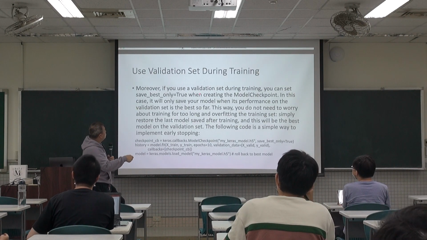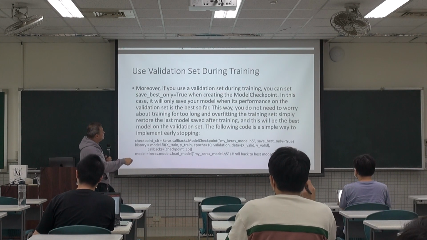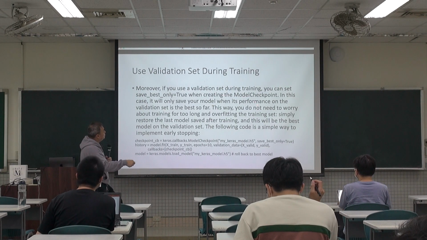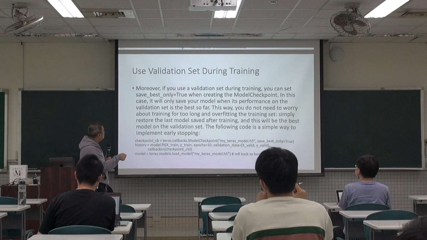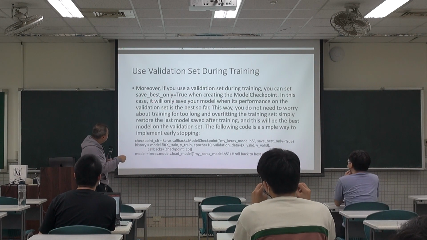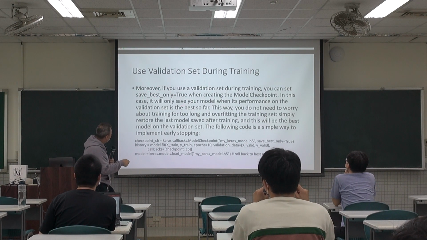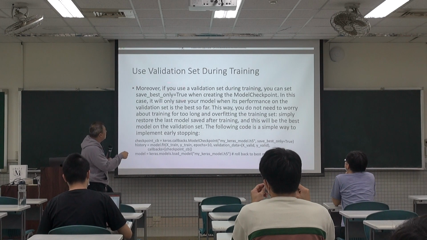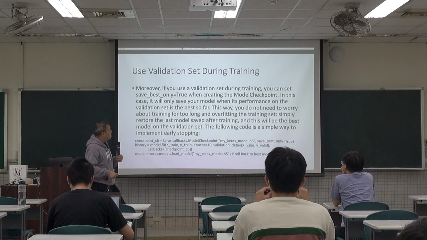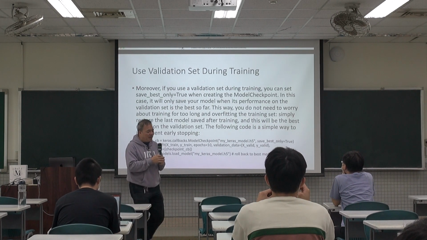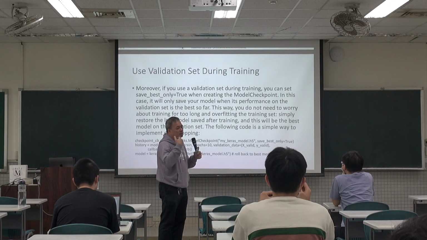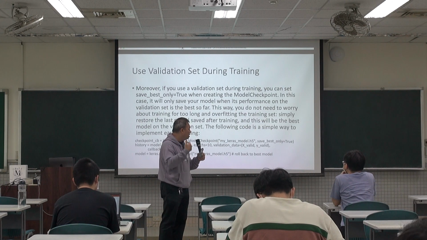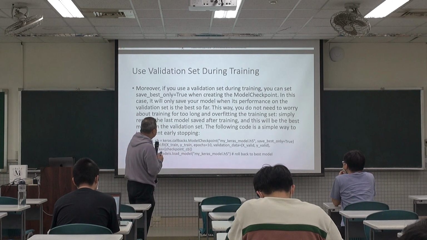So you can use a validation set during training, right? We use that all the time. You can set save_best_only equal to true. If you set up the callback correctly with this argument, then it only saves the model with the best validation result during training, which is very nice.